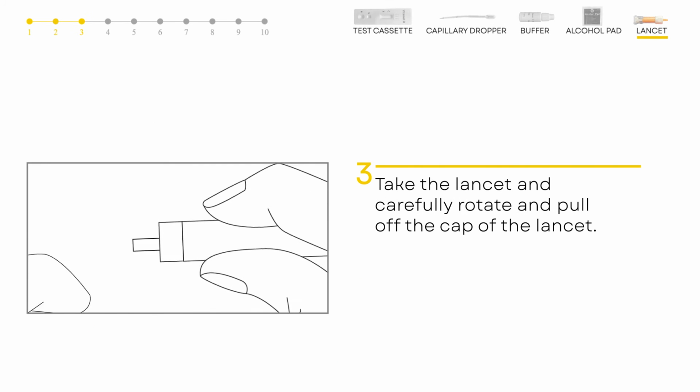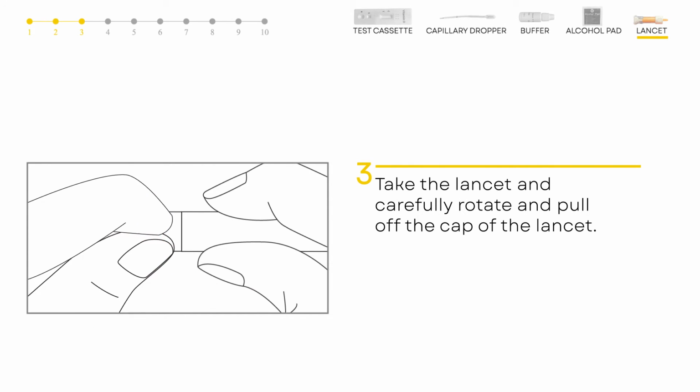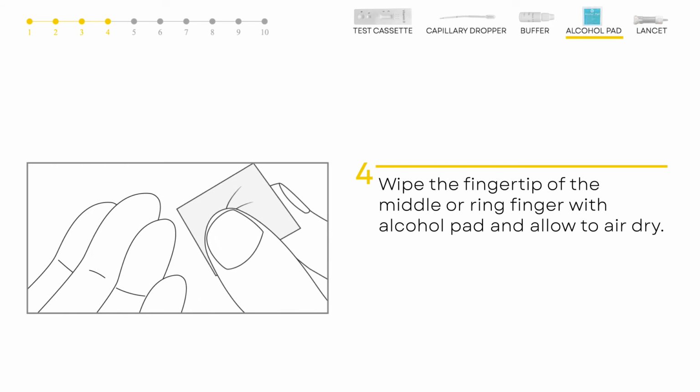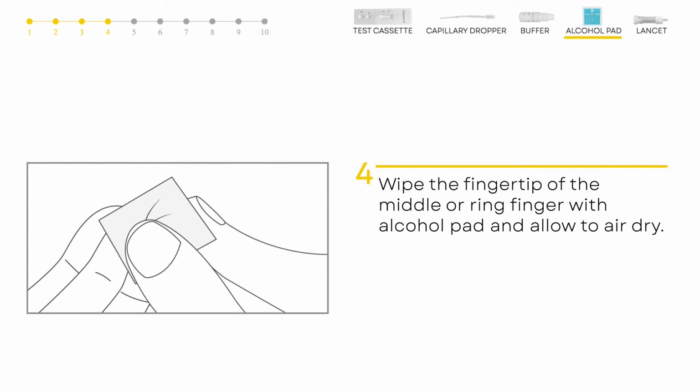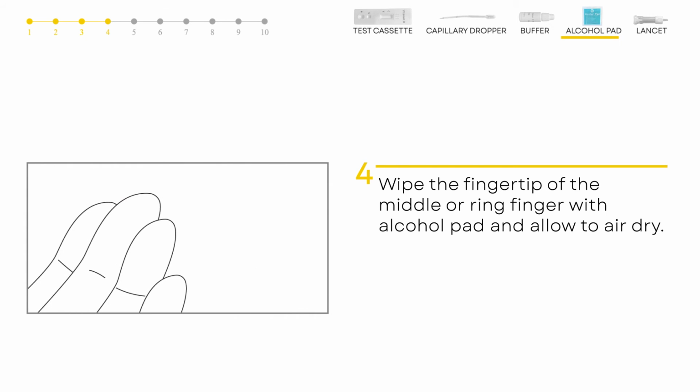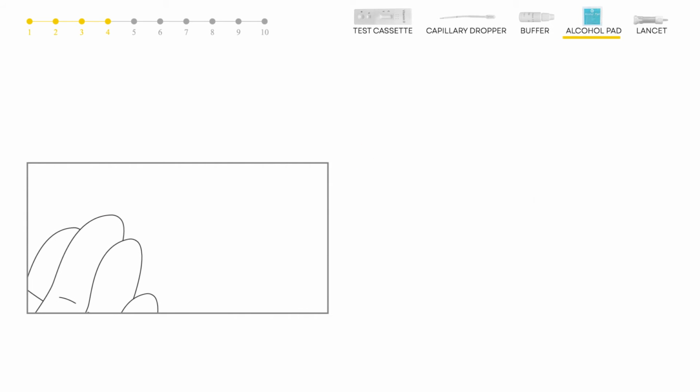Take the lancet, carefully rotate and pull off the cap of the lancet. Dispose of the cap once done. Use the alcohol pad to clean the fingertip of the middle or ring finger. This will be the finger that you collect blood from. Allow your finger to dry.